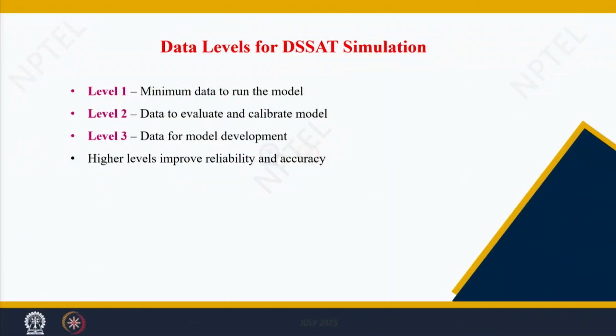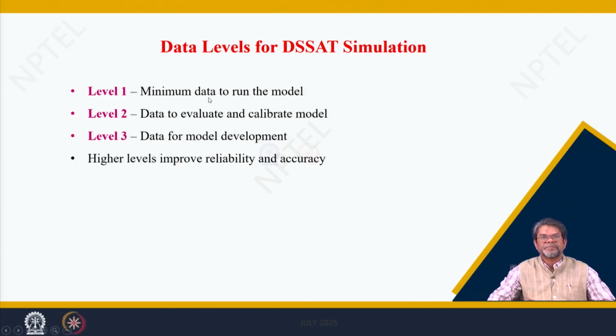So, data label for the simulations: label 1, you need the minimum data to run the models. So, what is the data label for the minimum data requirement to run the models? Then label 2 is the data to evaluate and calibrate models. As we discussed, the model performance file, that is an input file, is a must for the evaluation and calibration of the model parameters. But to only run the model, you need the minimum data set. In that case, the model performance file is not required to run the model.